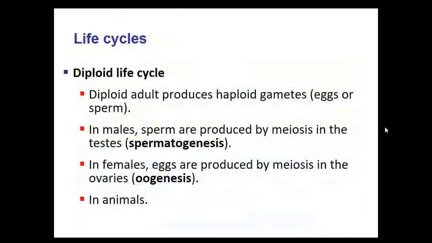Now, spermatogenesis and oogenesis. Genesis, in a word, means the origin of something or the formation of something, as in Genesis of the Bible. It's the origin of the heavens and the earth. So spermatogenesis just means making sperm. Oogenesis means making eggs. So this happens in animals. This happens in the testes, and oogenesis, making eggs, happens in the ovaries. But as we saw, plants make sperm and egg also.